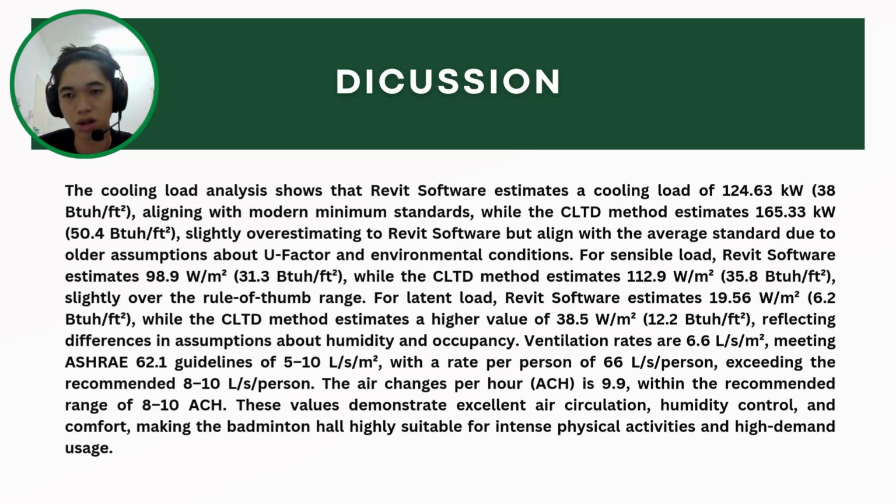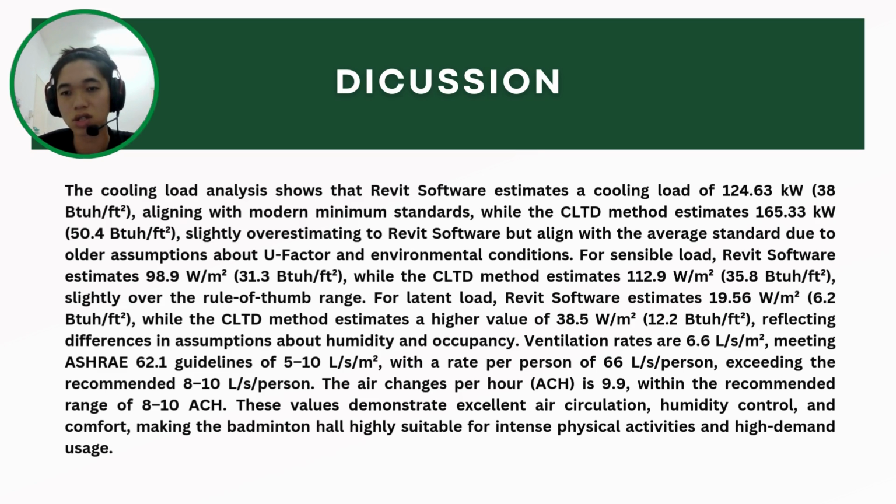And for the sensible loads, the Revit software estimated around 98.9 W per meter square, which is around 31.3 BTUH per feet square, while the CLTD method estimated around 112.9 W per meter square, which is around 35.8 BTUH per feet square. And it was slightly overestimated for the rule of thumb.